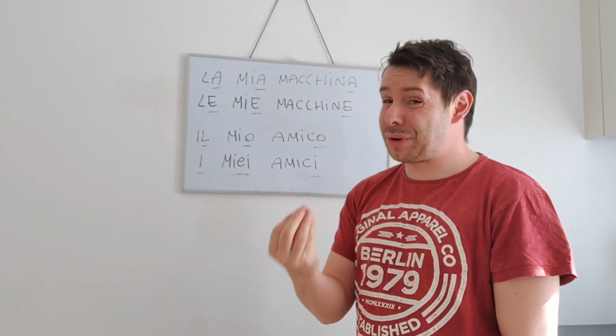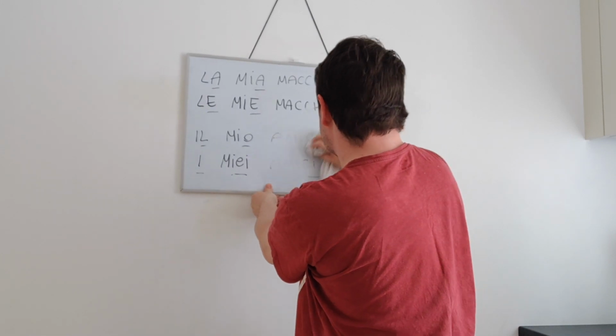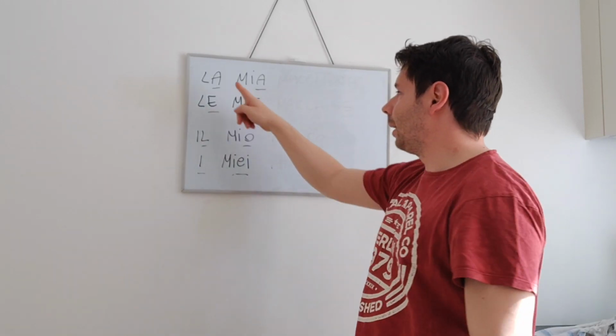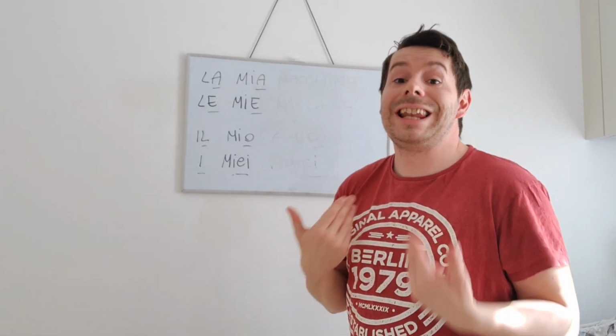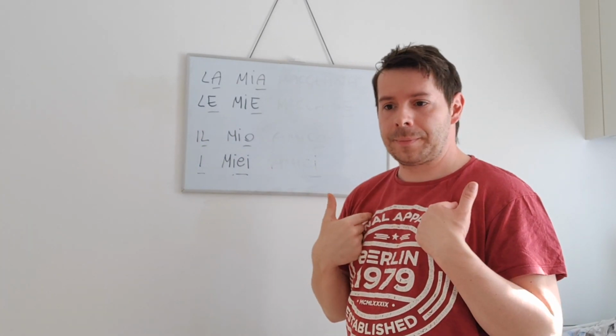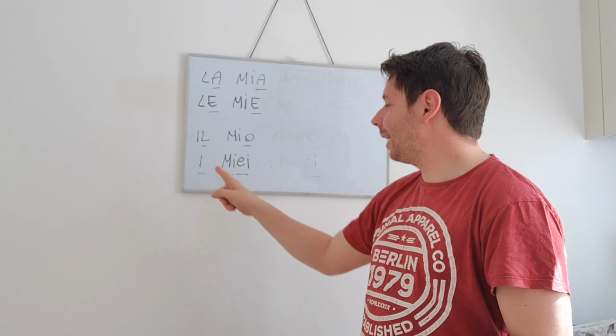If we're talking about the pronoun, we wouldn't have this. Whose car? La mia. Whose cars? Le mie. Di chi è il quaderno? Il mio. Di chi sono i quaderni? I miei.